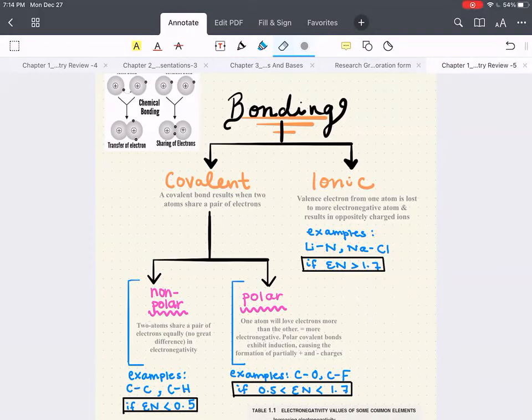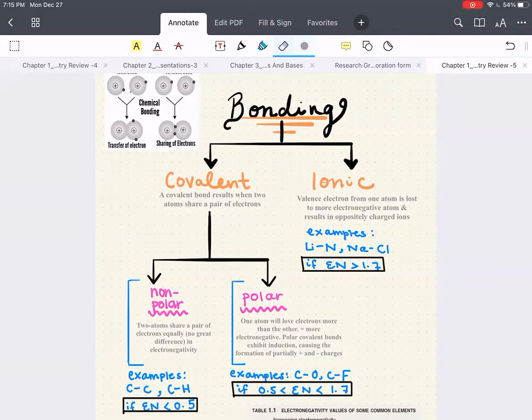Let's quickly talk about covalent bonding in the general sense as well before we get to the specific definitions for what makes a covalent bond and what makes an ionic bond. Covalent bonding results when 2 atoms share a pair of electrons, and there are two kinds of covalent bonding: polar and non-polar. Now, polar covalent bonding is when one atom will love electrons a little more than the other, and it's going to slightly pull the electrons towards itself.